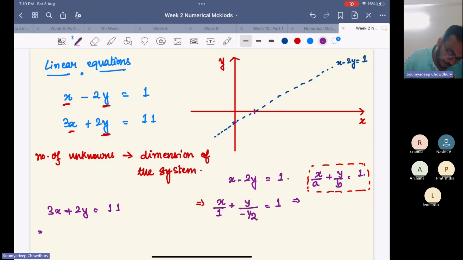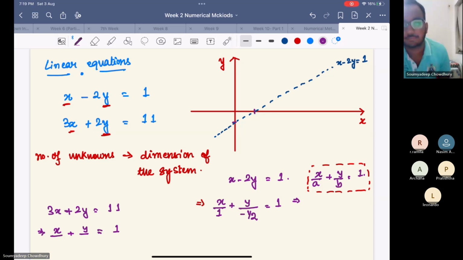So can you write it in this form? x by a plus y by b equals 1. What will be a and what will be b? Can someone just type in the chat section and respond? So can someone tell what are the intercepts? Anyone?